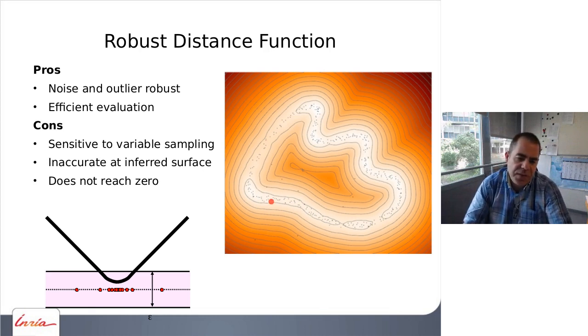The cause of the problem is that it was sensitive to variable sampling. You see that if you have a density like that, you can have this ISO level that stops here, inaccurate at the inferred surface, because of course that distance function doesn't go to 0 exactly, you see, like that. This is a slice through the data. This is a point set in 1D, and you see this is my distance function, based on the density of the points, in fact, and it does not reach 0.